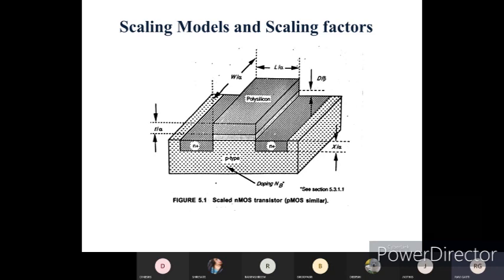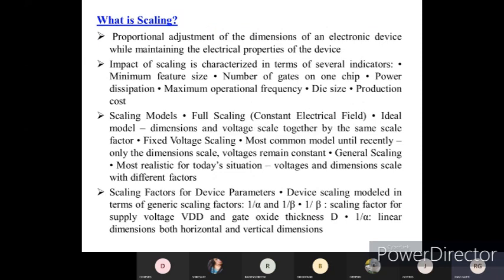In order to do the scaling for the gate oxide and for the constant voltages, we will be using the scaling factor beta. And for the linear dimensions, it might be vertical or horizontal dimensions, we will be using a parameter called alpha. Okay, so why this scaling is required, all the details whatever I have told, we will be using.